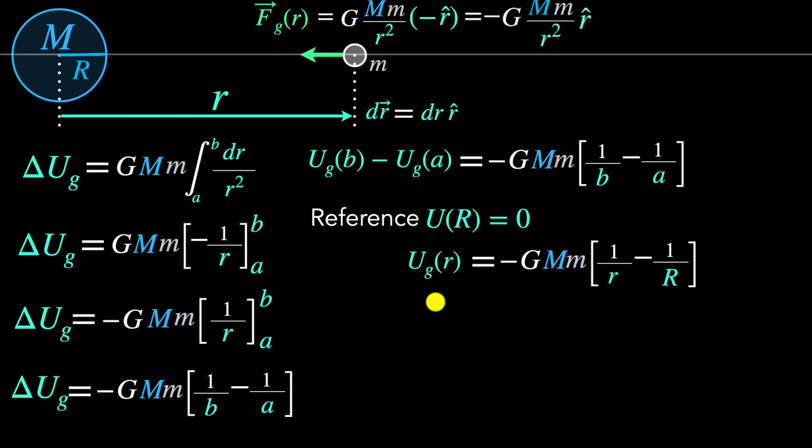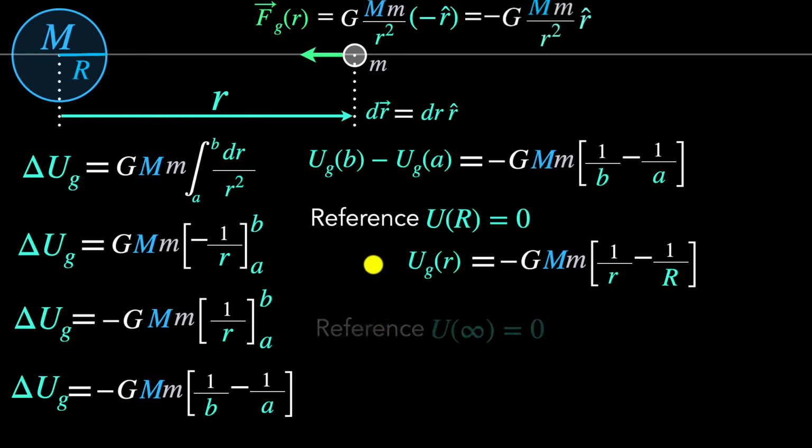So here's the standard way of doing it. Here's a more convenient reference choice that we usually have. We're going to choose when the two masses are infinitely far away, meaning when the gravitational force between them is negligible. That's where we'll choose the potential energy to be 0.